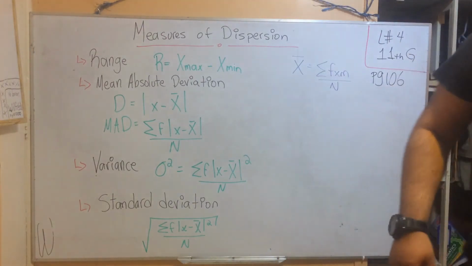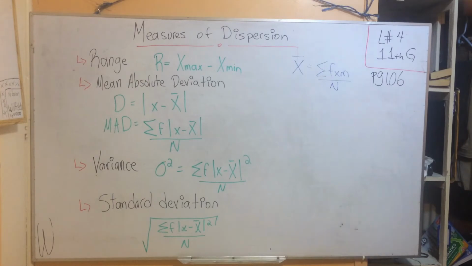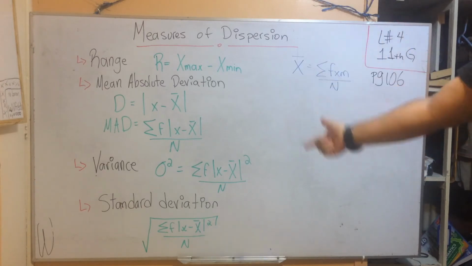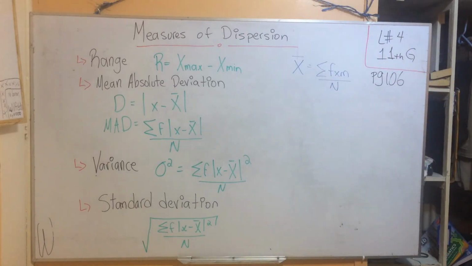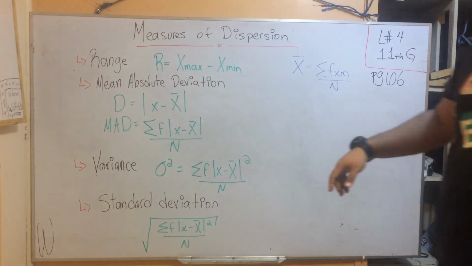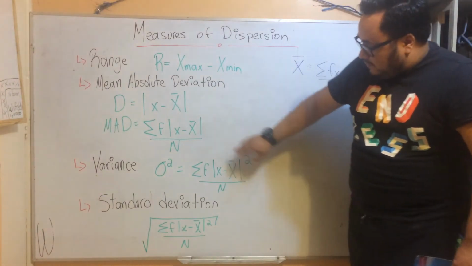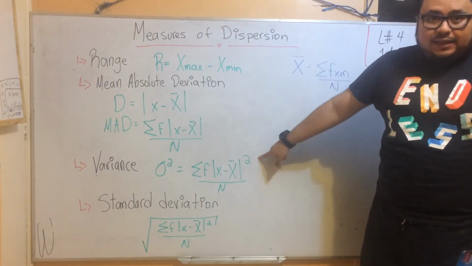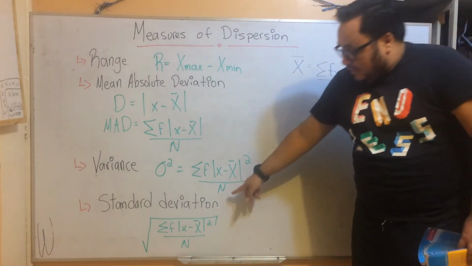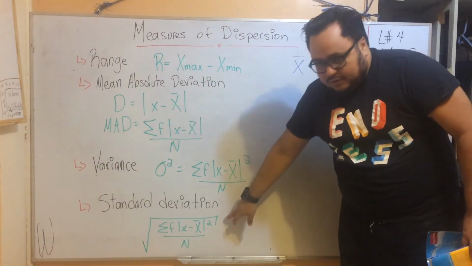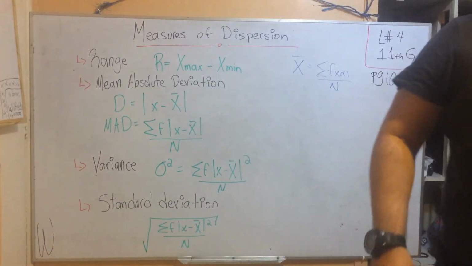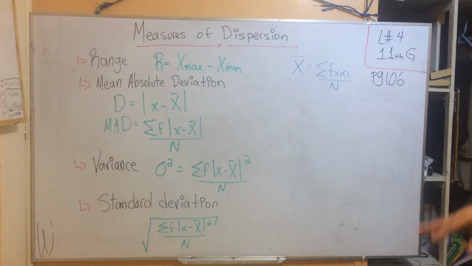So when we're talking about the measures of dispersion, we have the range, the mean absolute deviation, the variance, and the standard deviation. If you notice, practically they're all very similar. They all come from the mean absolute deviation. The variance is the same formula but squared, and the standard deviation is the same formula but the square root of that variance. These formulas look complicated, but once we know where they come from, it's going to get easier.